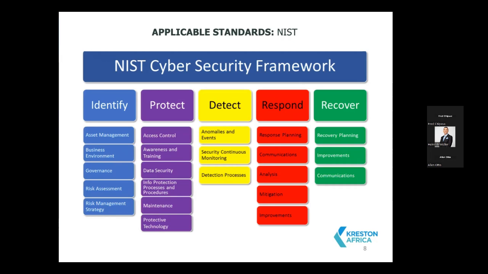This we can do by implementing automated software, or we can rely on our users to provide us feedback on things that they might see or encounter when interacting with the IT systems. In terms of response, this is where our response planning comes in. How do we communicate? How do we analyze? How do we mitigate? And how do we improve our security posture? And then in terms of recovery, this is where your DRP and business continuity type plans come into effect.